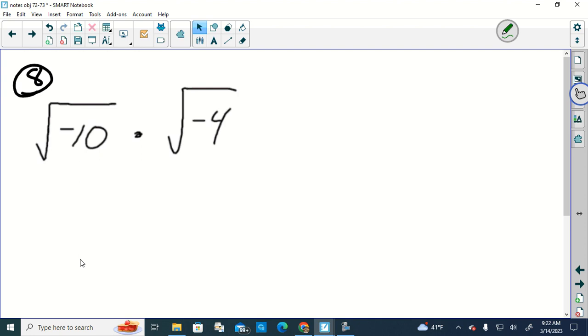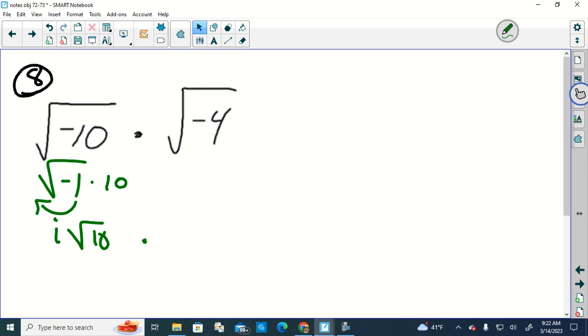Okay, so let's try this again. Number 8. If I break down rad -10, this would be a -1, and then if I break down 10, it's 2 and 5, there are no pairs, so it's going to stay the same. If there's a negative underneath the radical, it comes out as an i. So I have i rad 10.